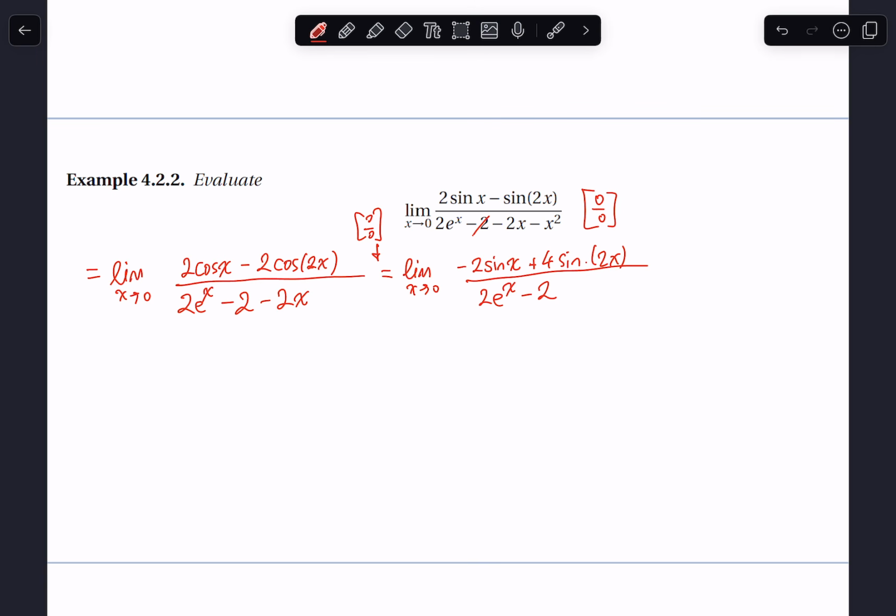And this is again 0 over 0 form, and we use L'Hopital's rule once again. This time, what do we get? If we take the derivative, we get minus 2 cosine of x plus 8 times cosine of 2x divided by 2e to the power x. Now if you plug in x equals 0, we get minus 2 plus 8 divided by 2, which is 3.